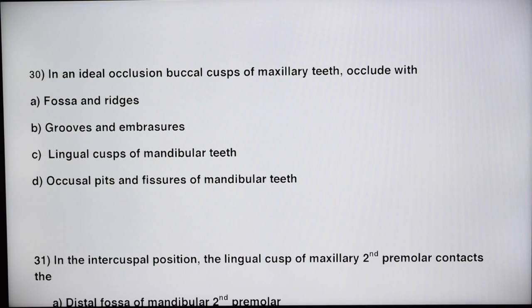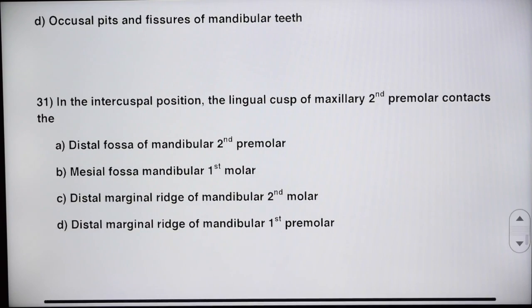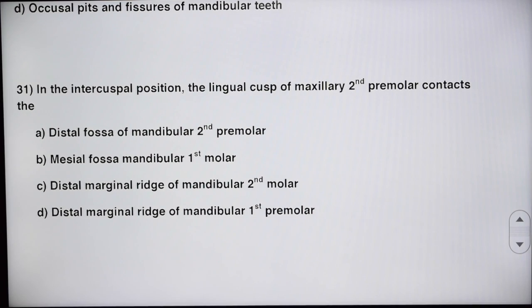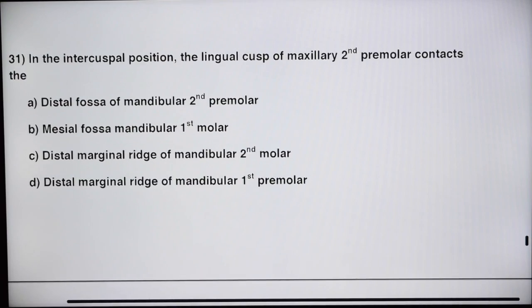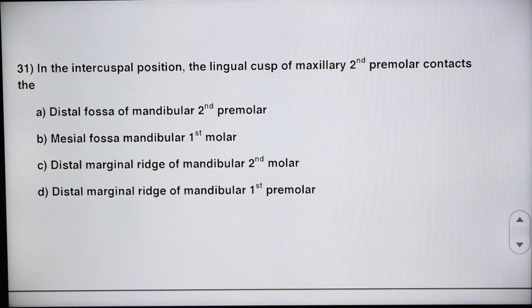And moving on to the next question, in the intercuspal position, the lingual cusp of maxillary second premolar contacts the, so we have various options here. Usually in maximum intercuspation, the lingual cusps of premolars occlude with the triangular fossas of mandibular premolars, whereas the buccal cusps of lower first premolar occlude partly with the opposing first premolar and canine, and the buccal cusp of lower second premolar occludes with the mesial occlusal fossa of the opposing second premolar, right?